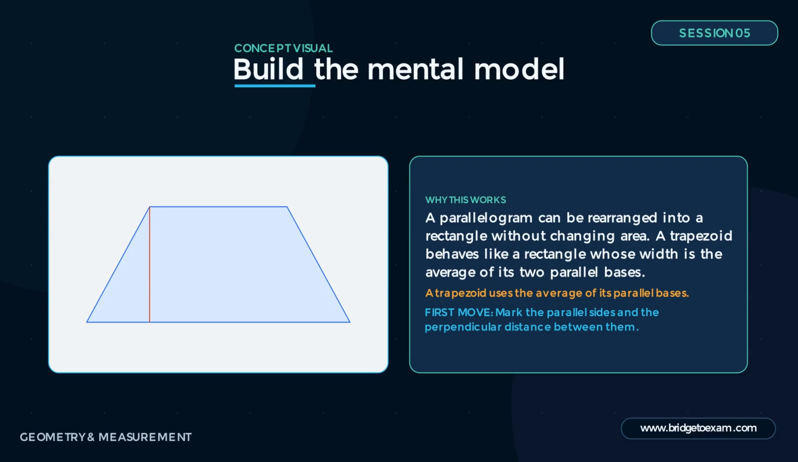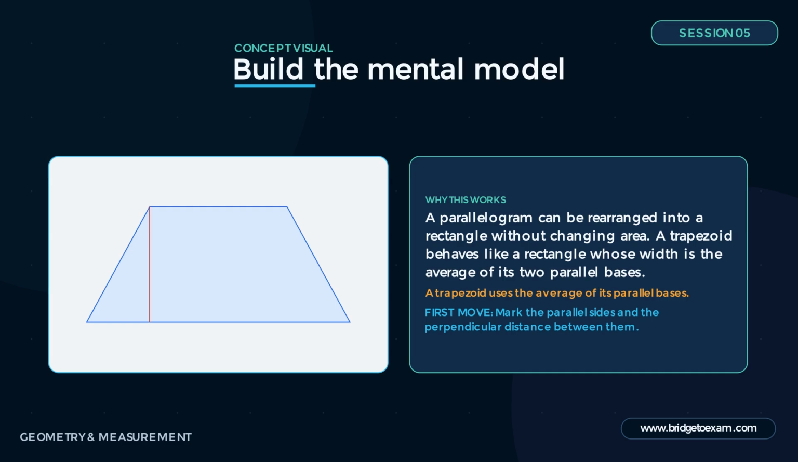Here's the central reasoning. A trapezoid with bases 8 meters and 14 meters and height 5 meters has the same area as an 11 m by 5 m rectangle because 11 is the average of the bases. Its area is 55 meters squared. A parallelogram can be rearranged into a rectangle without changing area. A trapezoid behaves like a rectangle whose width is the average of its two parallel bases.